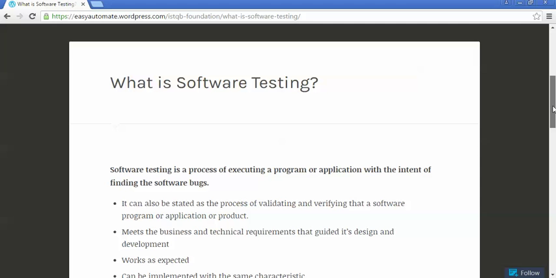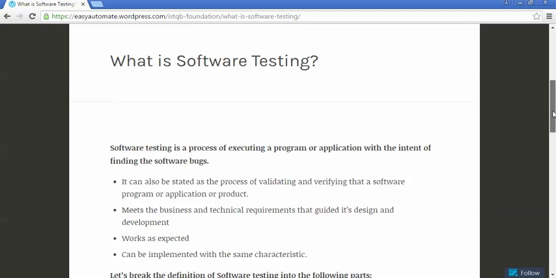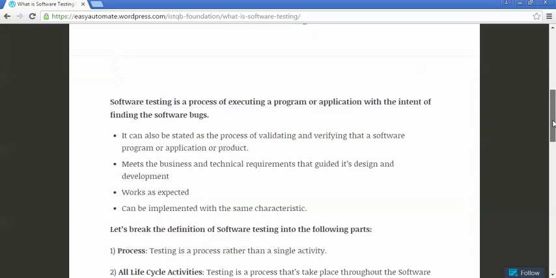So here is the definition given as per the ISTQB syllabus. Software testing is a process of executing a program or application with the intent of finding the software bugs. So the main intent of software testing is to find bugs, and it can also be stated as a process of validating and verifying that a software program, application, or product meets the business and technical requirements that guided its design and development, and that the software works as expected and can be implemented with the same characteristics. So this is the definition given by the ISTQB syllabus.